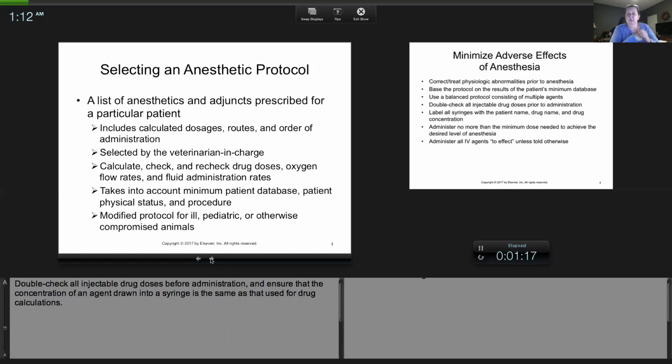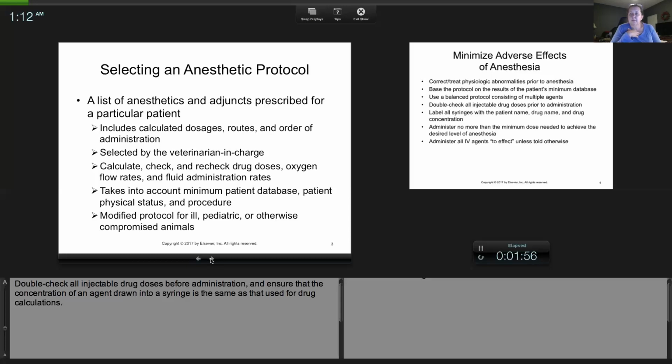So usually any protocols are going to come with the drugs, the dosage in mg per kg, and remember, very important, your IM dosing is always going to be higher than your IV dosing. So that is going to be very different. You have to make sure you choose the appropriate one. So your protocol list will have any mg per kg, what route, IV, IM, and this is usually pre-approved by the doctor.